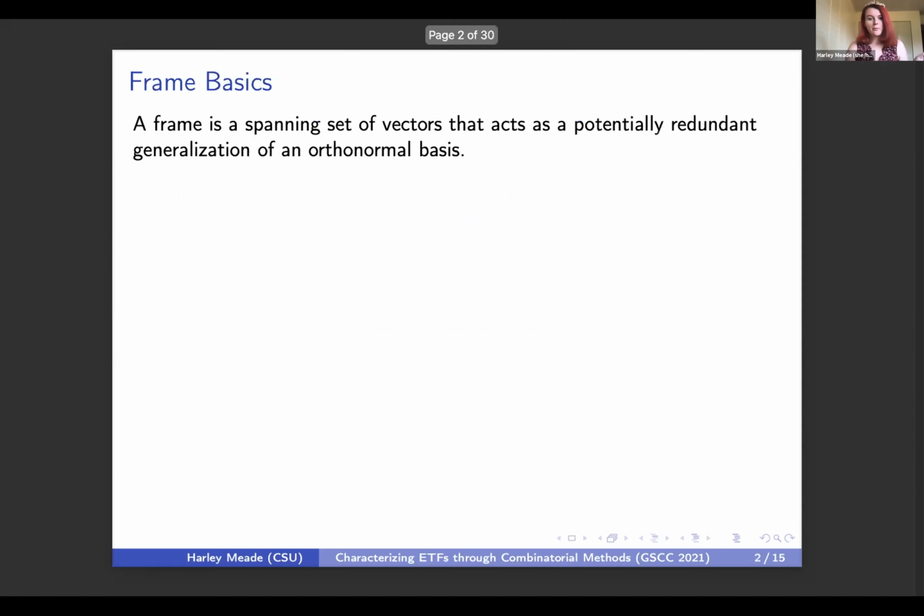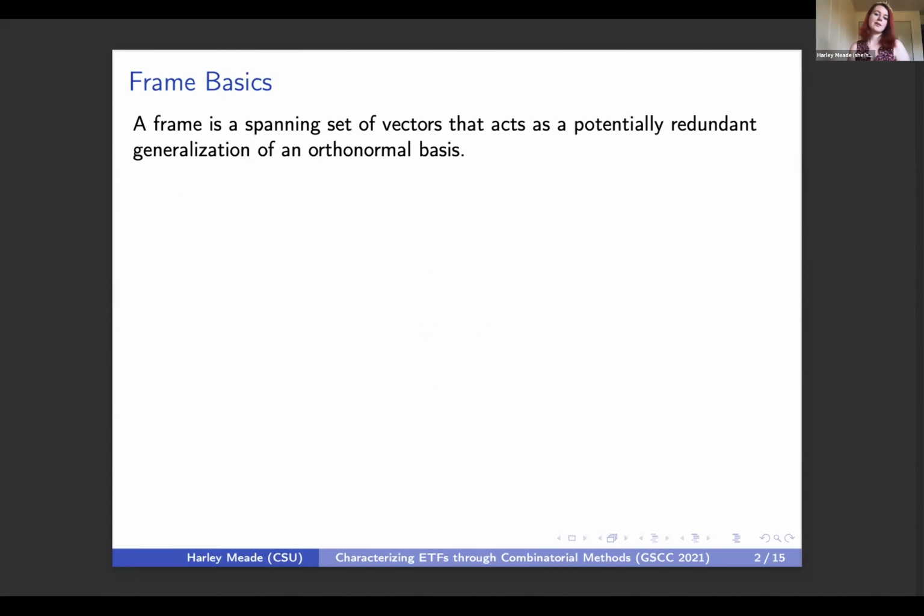So first off, what is a frame? A frame is some spanning set of vectors for whatever space it lives in, and it's going to act as a kind of normally redundant generalization of an orthonormal basis. And redundancy, a lot of people don't like, but it's actually good in this case because this will contribute to things like signal processing and quantum information. So redundancy is good.